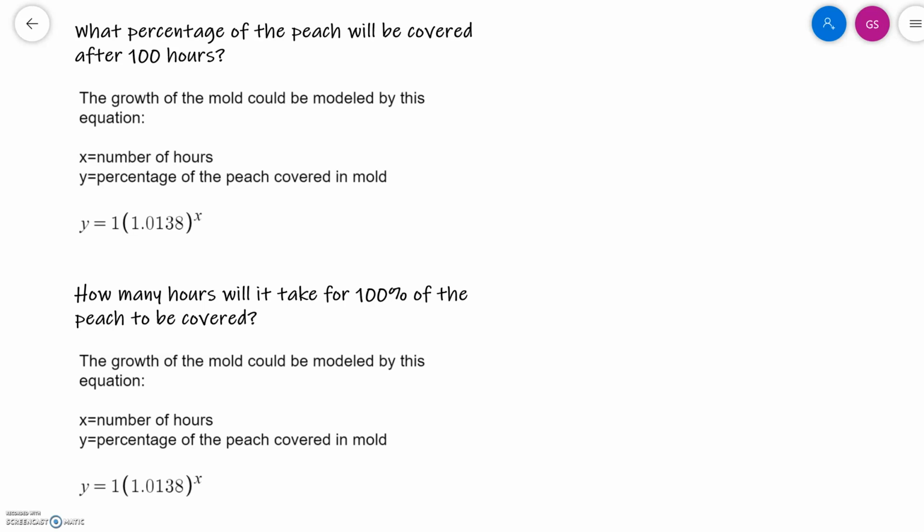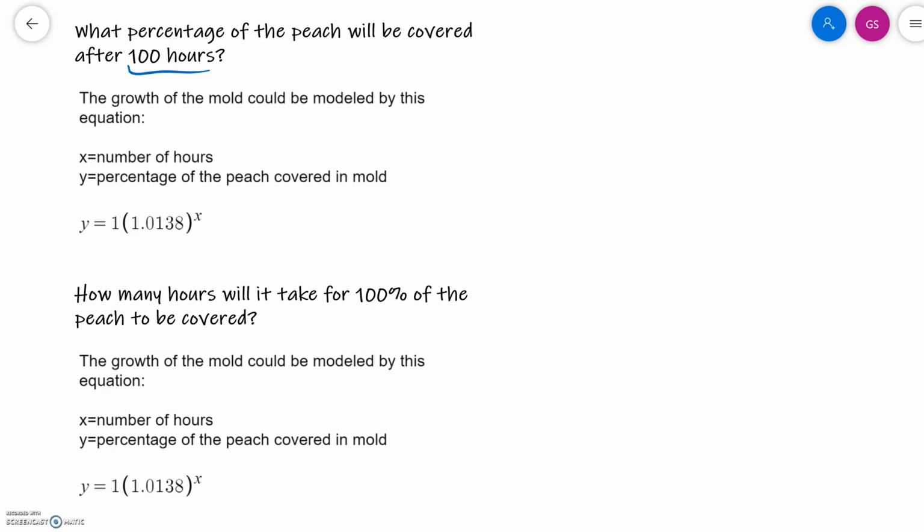Okay, I just want to look at two different problems. They're about the same situation, but I want to solve them in different ways. So this says, what percentage of the peach will be covered after 100 hours? So I have 100 hours. That's important. And so here's our equation.